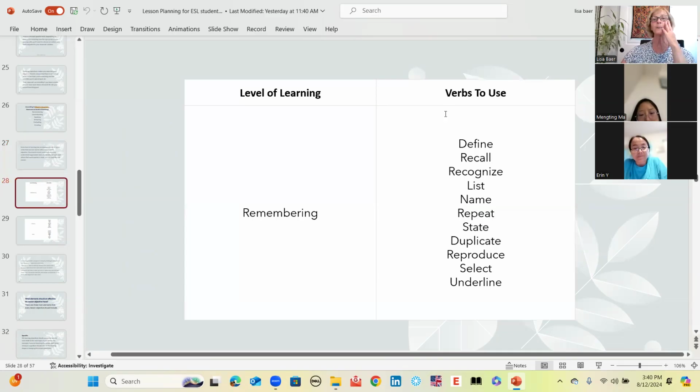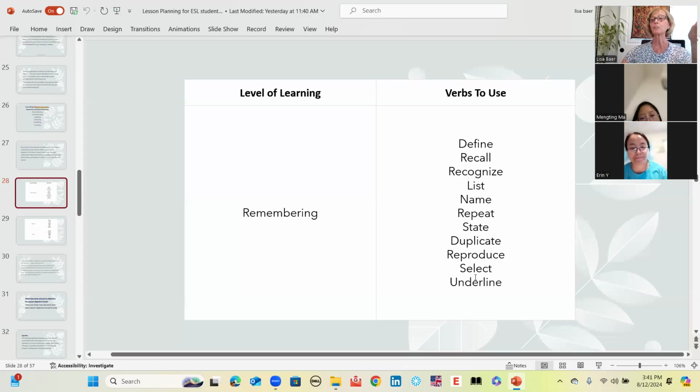So here are verbs for each one of these levels of learning. The first one is remembering. So here are the verbs. Define, so you say, the class will be able to define the vocabulary words today. Or recall if you're doing a review. Recognize, list, name, repeat, all of these.